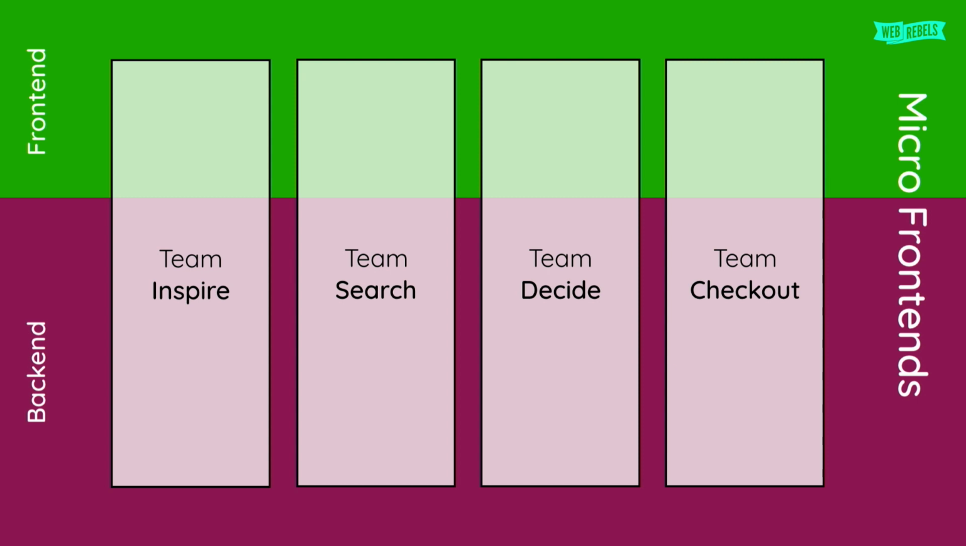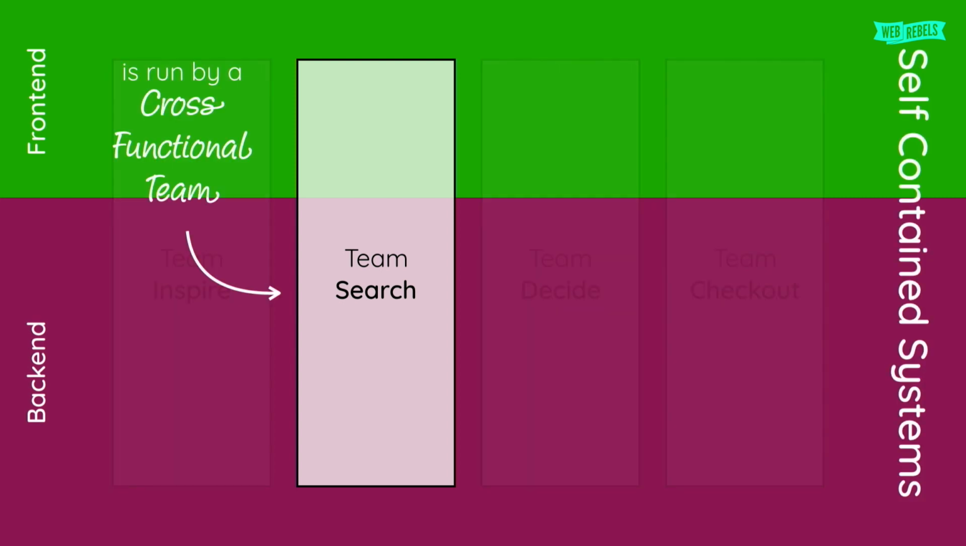So in our case, e-commerce, this is an example with 4 teams. So you have Team Inspire, whose mission it is to inspire the customer to find a new product, for example. You have Team Search for the people who know what they're looking for and just want to have the quickest way. Team Decide. And when we look at one team, each of these verticals is run by one cross-functional team.